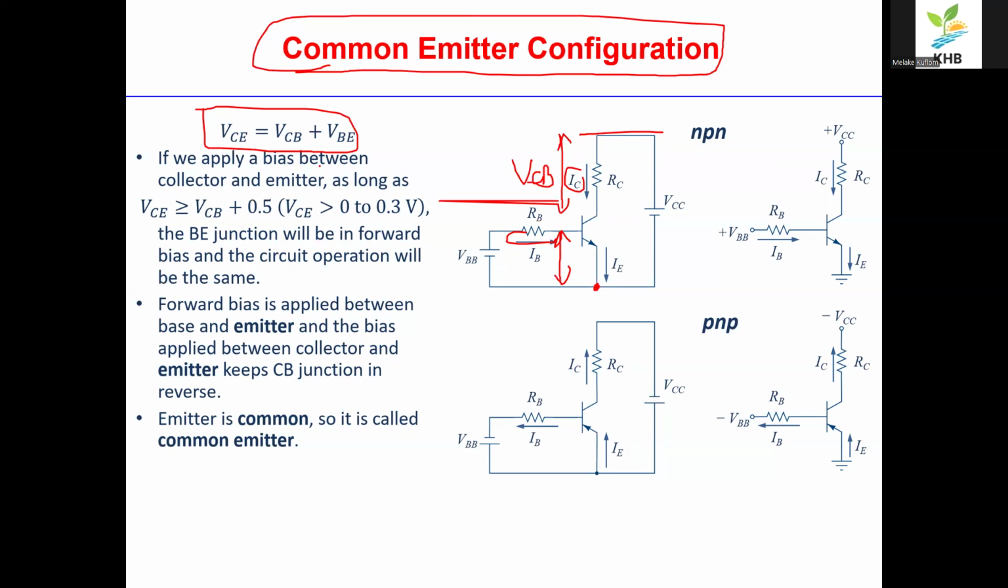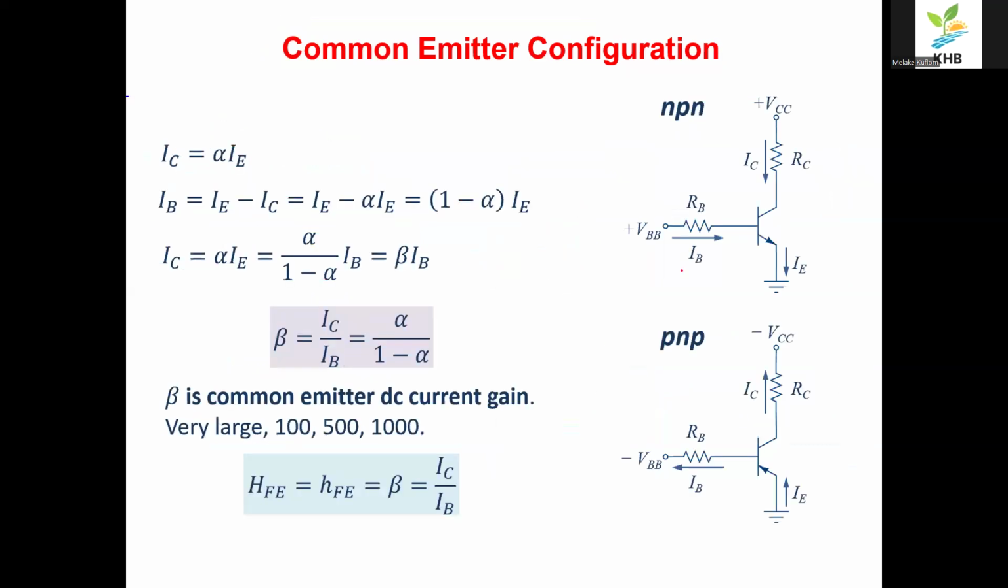So if we apply a bias between collector and emitter, as long as VCE is greater than this, the PN junction will be in forward bias. Okay, so we'll assess this one on Multisim software. So for the NPN transistor, I'm just focusing today on NPN. So IC, we can have alpha times IE.